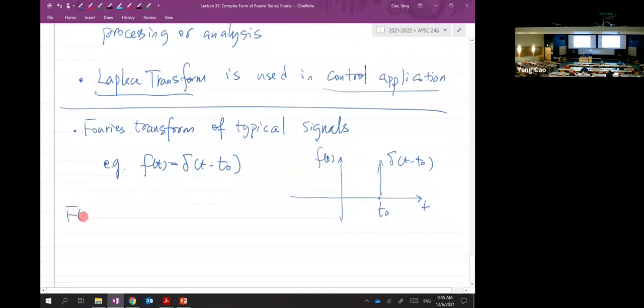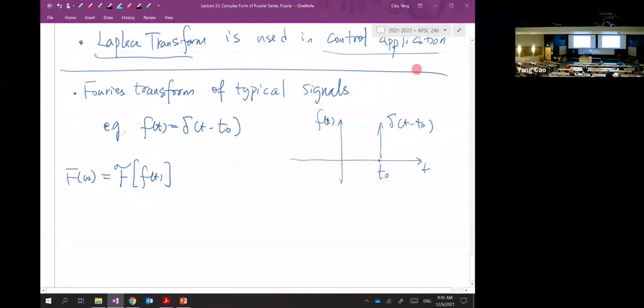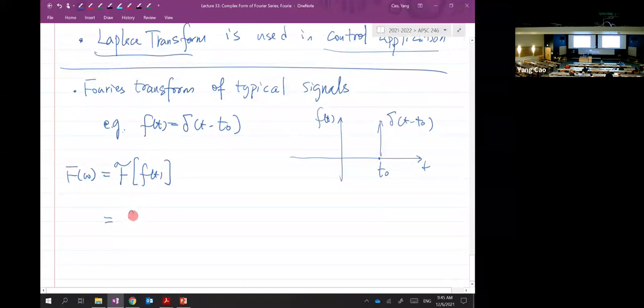So then what is the Fourier transform of this impulse function? Instead of a big L, we put a curly F in front of this bracket, representing a Fourier transform operation. So substitute it into the formula. This is direct substitution, an application of the Fourier transform formula. So delta is right here, right?